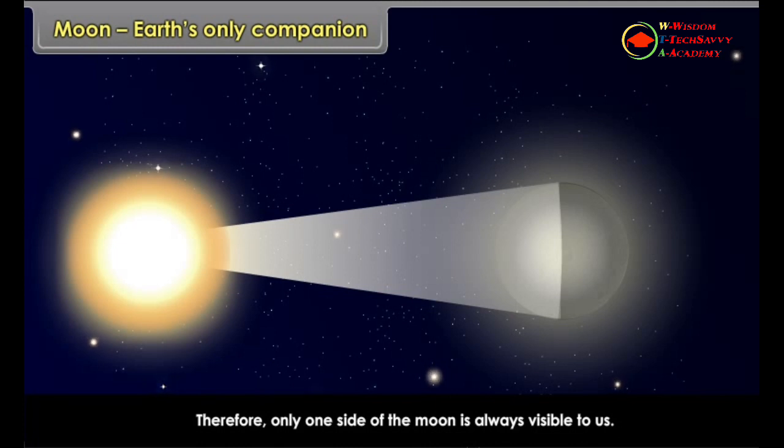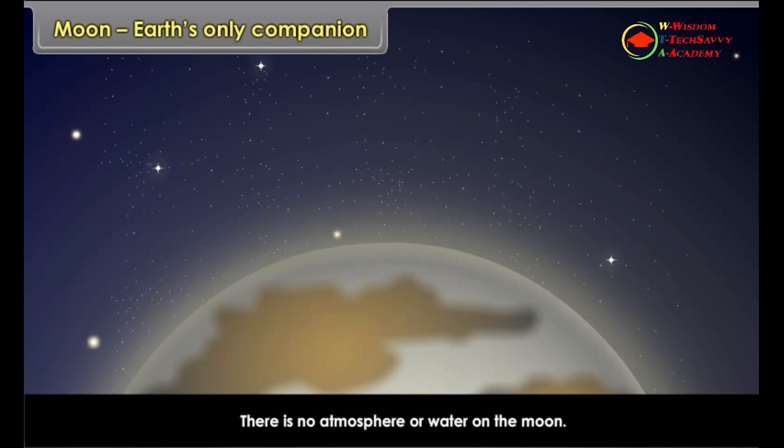There is no atmosphere or water on the Moon. The Moon's surface consists of irregular hills and basins. There is no soil either.